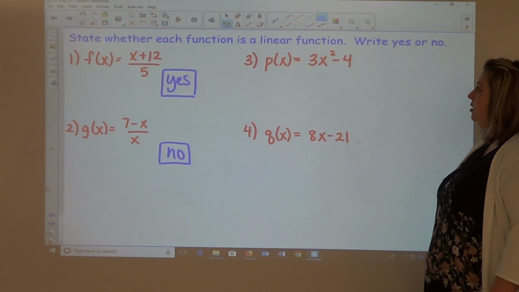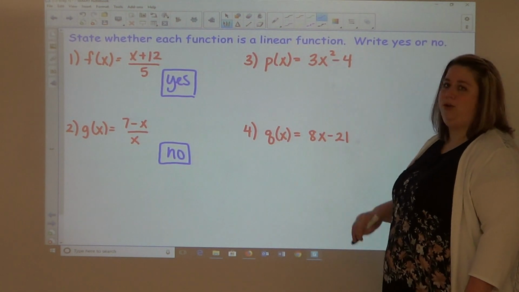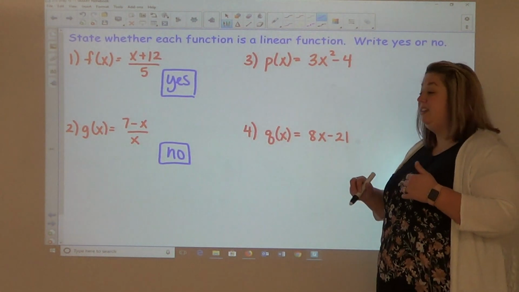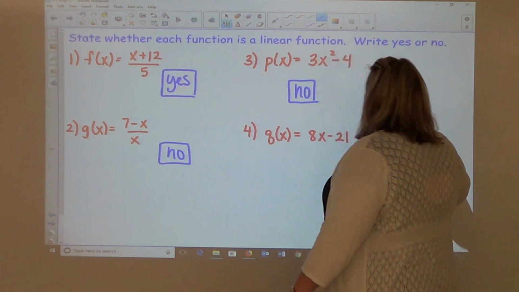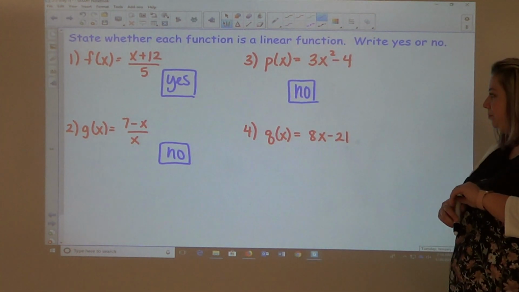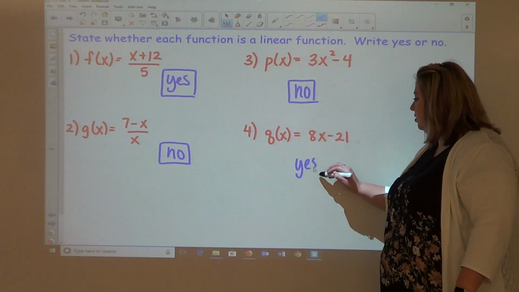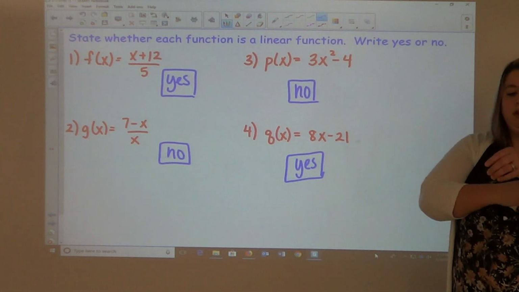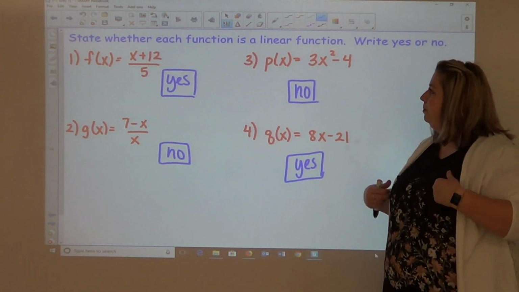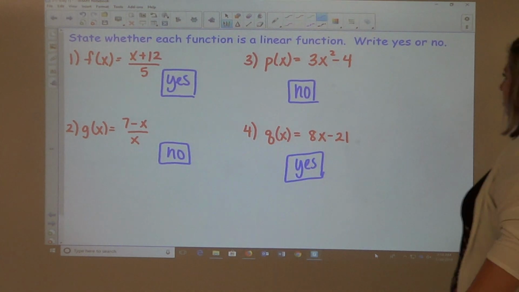Okay, number 3. This is not a linear function either because I have an x squared. You can't have anything other than just an x. So this would be no. And then my last one would be yes. Okay, if you want to explain these problems in your homework, you can, but you do not have to. Alright, so that's the first thing. The next thing we're going to talk about is how do you put equations in standard form.